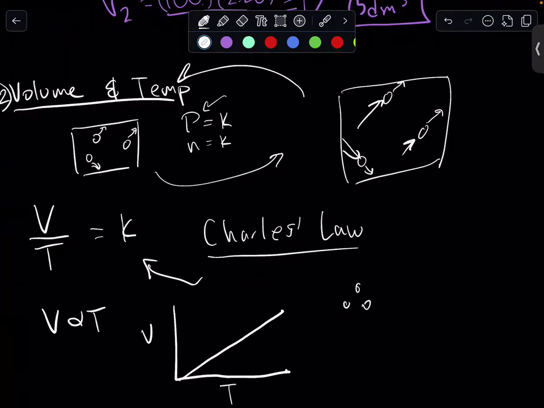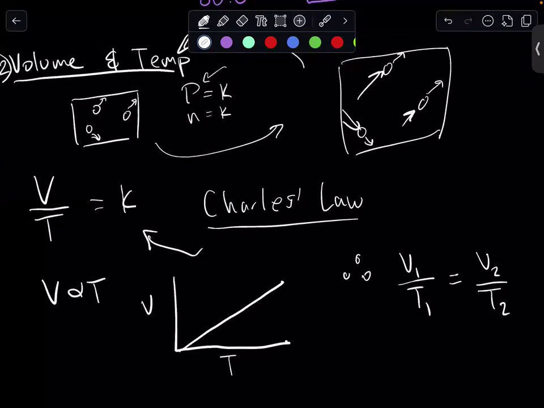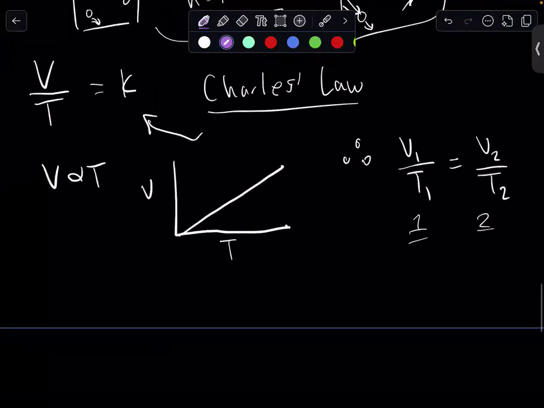Therefore, using our same logic as before, volume 1 over temperature 1 will be equal to volume 2 over temperature 2. We're always going to be looking at it from two scenarios because this is how we can actually use this. Going from scenario 1 to scenario 2, we can start noticing changes. So let's go ahead and do an example.